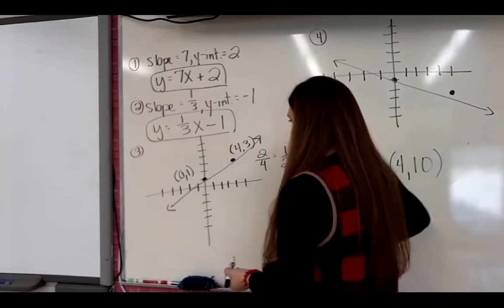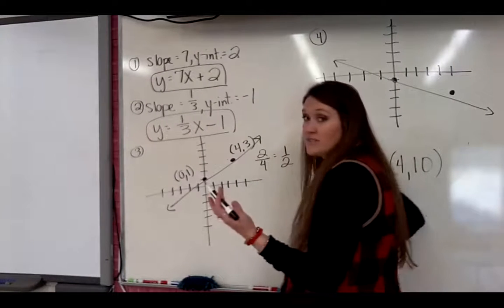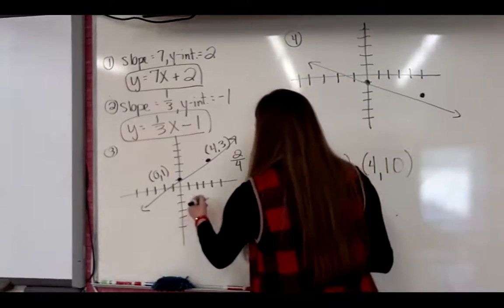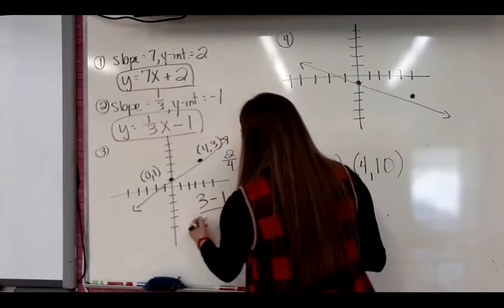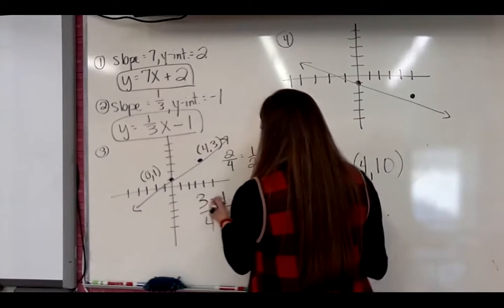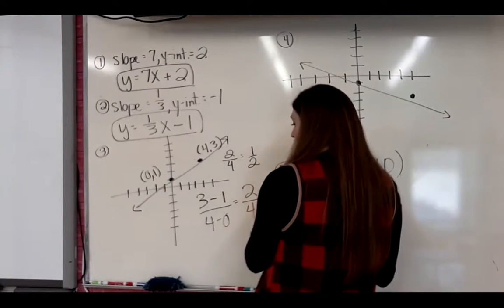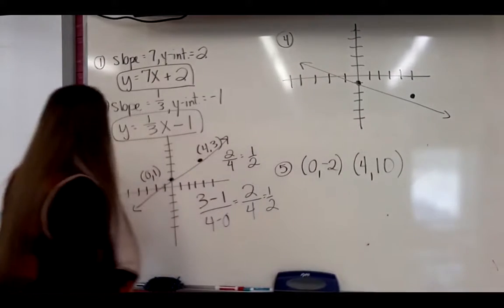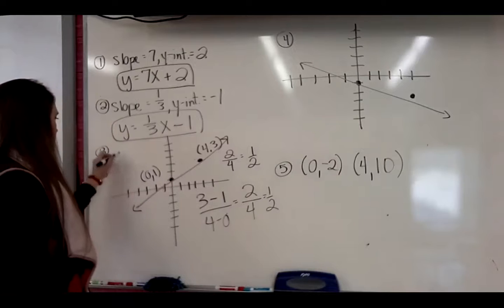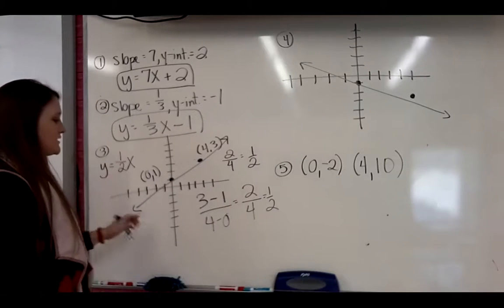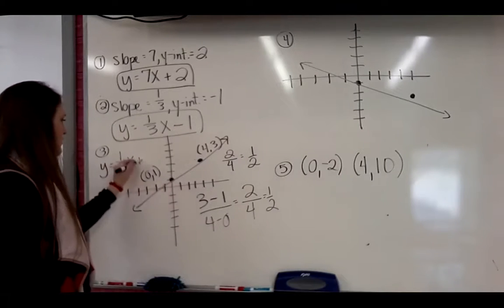Okay, if we do it the other way, we'll do it just to double check, or to see if you did it this way. We have our y2 minus y1 over x2 minus x1. 3 minus 1 is 2, 4 minus 0 is 4, and that equals 1/2. That's just our slope. So we have y equals mx plus b. It crosses the y-axis at 1.